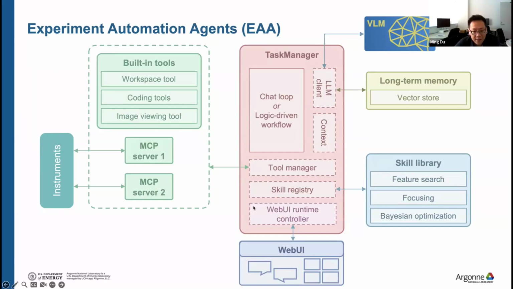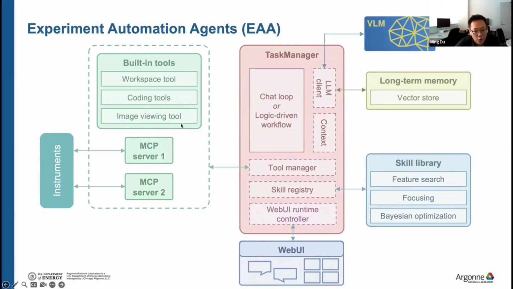And because our application involves images, we need to give the user a way to visualize the conversations and the processes. So we also have a web UI, and the task manager hosts a runtime controller that talks to the web UI. Meanwhile, we also have other components that you can commonly see in lots of agentic frameworks, such as RAG, a skill library, and for tools, we have built-in tools that allow the LLM to access the file system, do coding, and also render images.